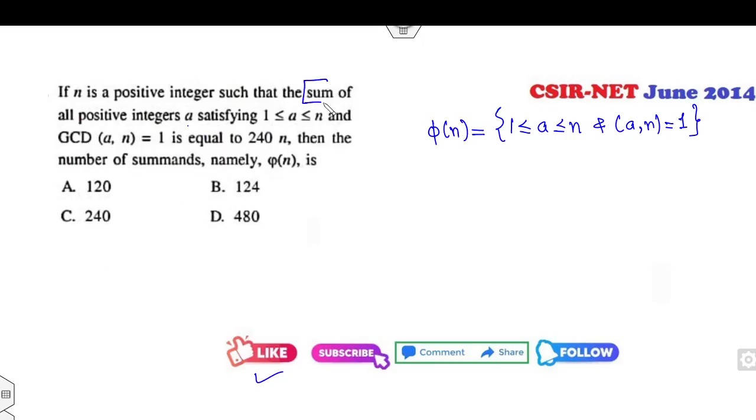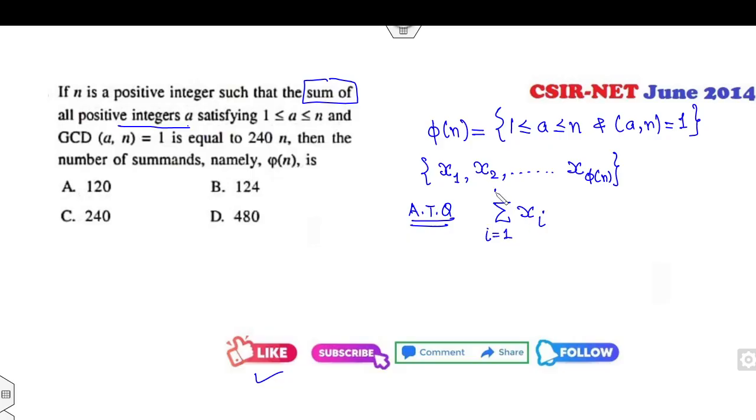Fine. Now the question says the sum of all those positive numbers. So whatever phi of n is, that means your numbers are x1, x2, up to x phi of n, these are my total numbers. Then according to the question, the sum of the xi, i varies from 1 to phi of n, is given as 240 n. Fine. Then your target is to find the value of phi n.